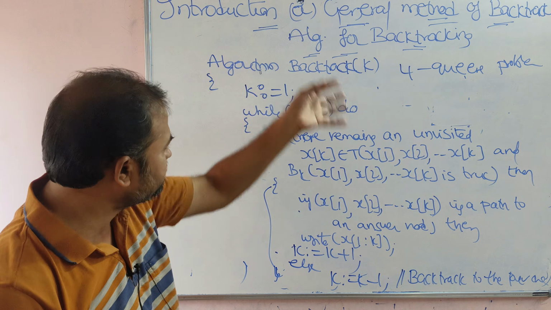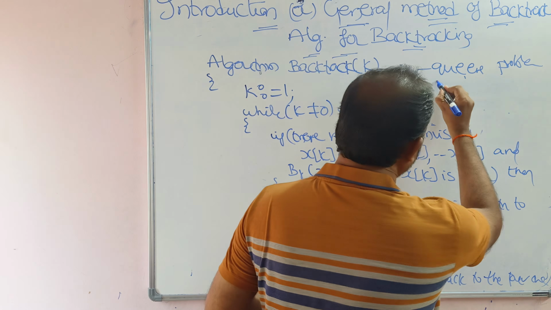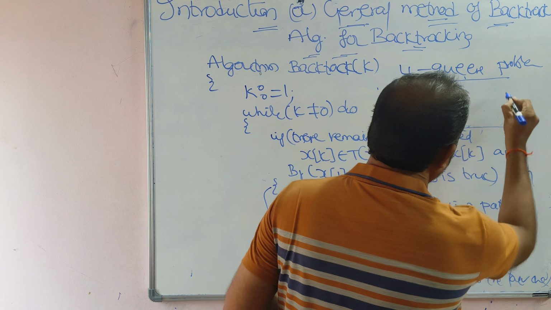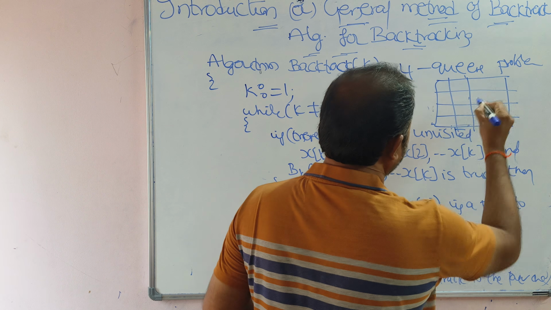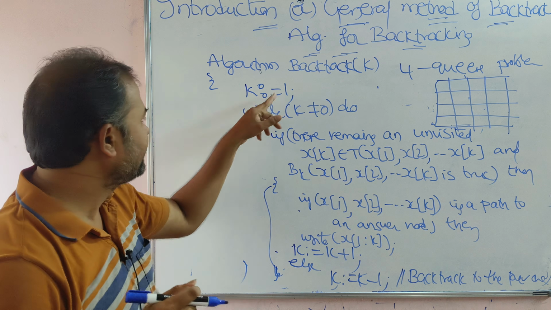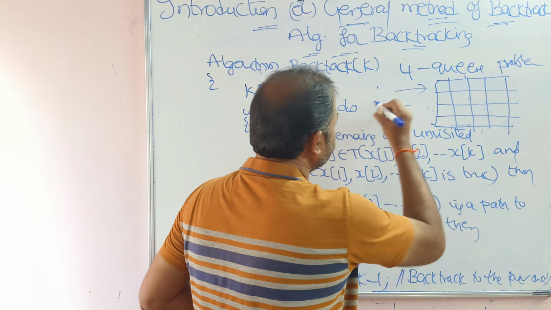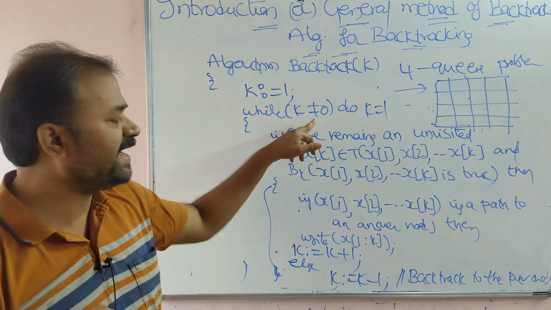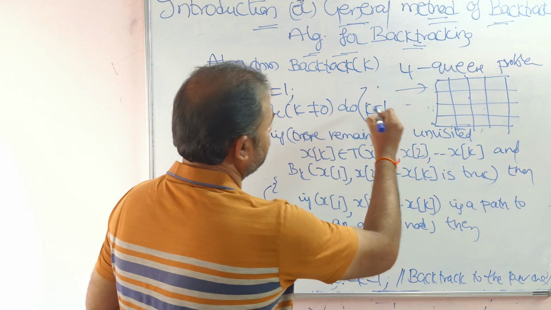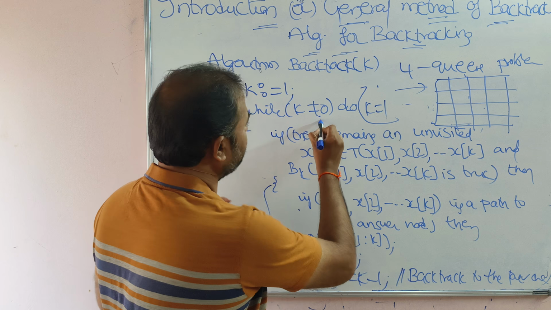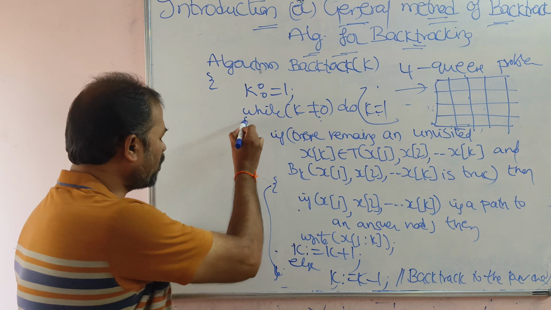Here I am explaining this backtracking algorithm by taking the 4 queens problem. So we know about the 4 queens problem. We will have a 4x4 chessboard, with 4 rows as well as 4 columns. K is equal to 1, so that means initially we are at the first row. While k not equal to 0: 1 not equal to 0, yes, the condition is true. So this body will be executed.